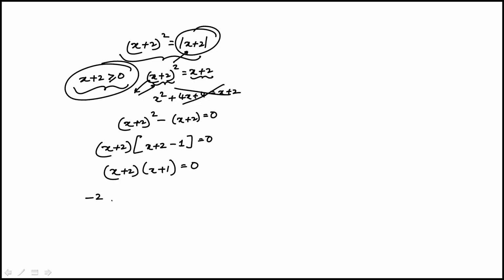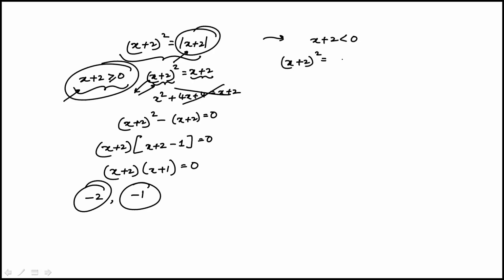And the two solutions are minus 2 and minus 1, and they both satisfy this condition. So those are my two solutions so far. The other case would be when x plus 2 is negative. In that case, this becomes equal to minus of x plus 2. I can move them to the same side. And then again, factor out x plus 2.